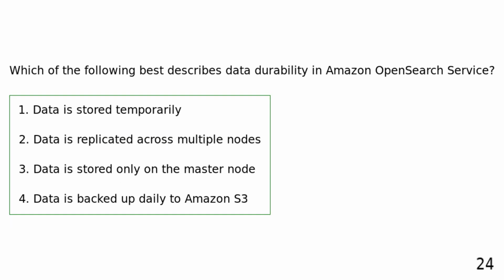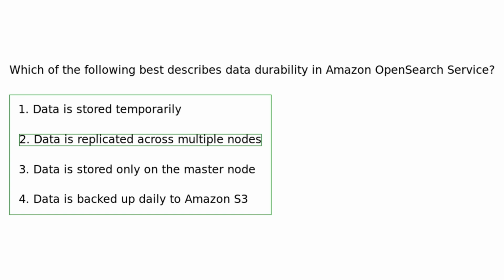Which of the following best describes data durability in Amazon OpenSearch Service? Data is stored temporarily. Data is replicated across multiple nodes. Data is stored only on the master node. Data is backed up daily to Amazon S3. Data durability is achieved by replicating data across multiple nodes.